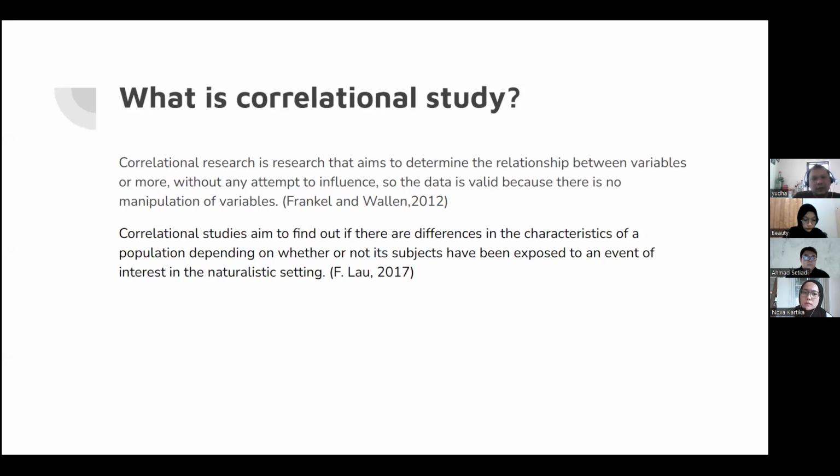Another perception about correlational studies is that they aim to find out if there are differences in the characteristics of a population depending on whether or not its subjects have been exposed to an event of interest in the naturalistic setting. Avlau 2017.